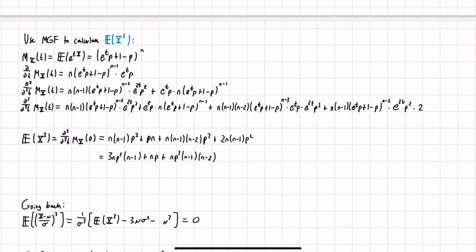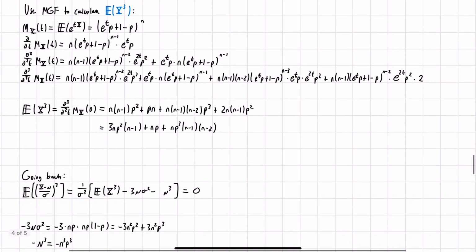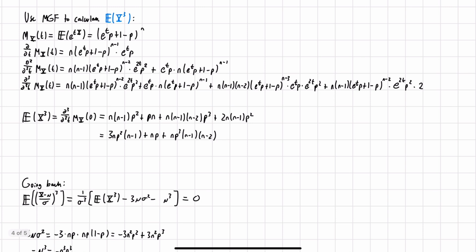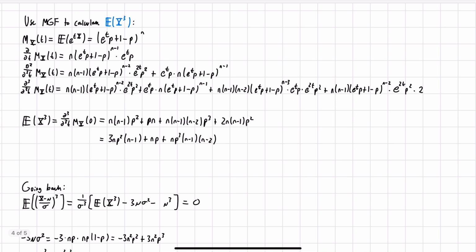What we're more interested in is the third derivative of the moment generating function, which is this very, very long expression that I'm not going to explain, but that is the way to calculate it. And the expected value of x cubed is just that third derivative of the moment generating function when t is equal to 0.